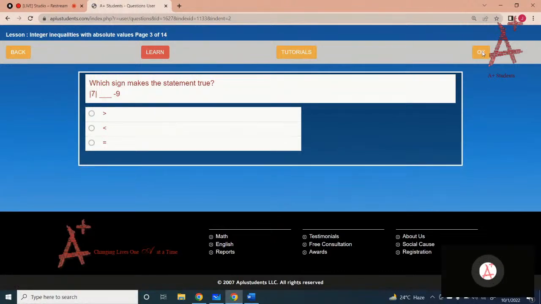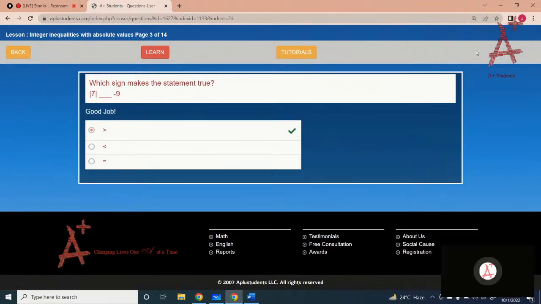Okay, which sign makes the statement true? So the absolute value of 7 is, yes, 7. You have to compare 7 and negative 9. So 7 is greater than negative 9 or less than negative 9. 7 is greater than negative 9. Got it? Positive numbers are always greater than the negative numbers.